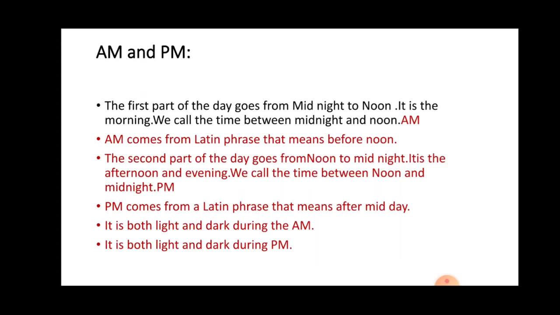Mostly we wake up early in the morning, that's 6:30 AM. And when we go back home from school, this is PM. PM comes from a Latin phrase that means after midday. It is both light and dark during the AM and it is both light and dark during PM. Hope you understand all. Now let's come to the exercise.